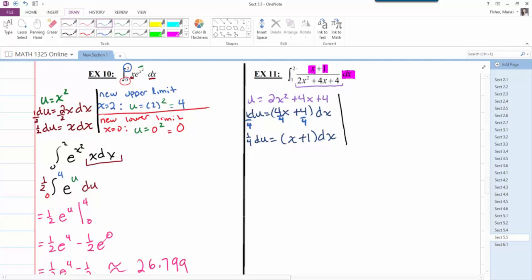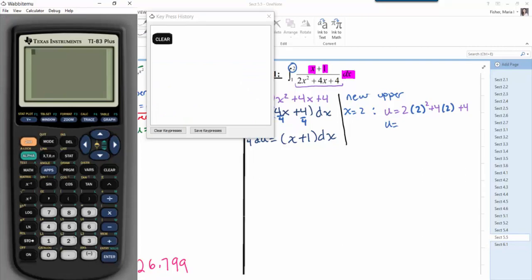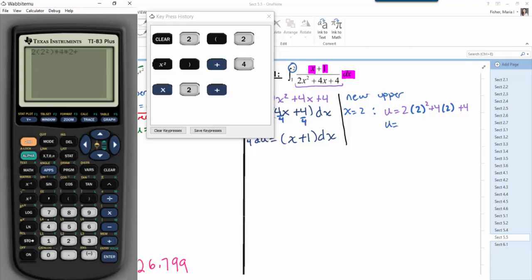So the current upper limit is x equal 2. So my new upper limit, if we have x equal 2, we know that u is equal to 2 times 2 squared plus 4 times 2 plus 4. So in a calculator, we would write 2 times 2 squared plus 4 times 2 plus 4, and we get that our new upper limit is equal to 20.